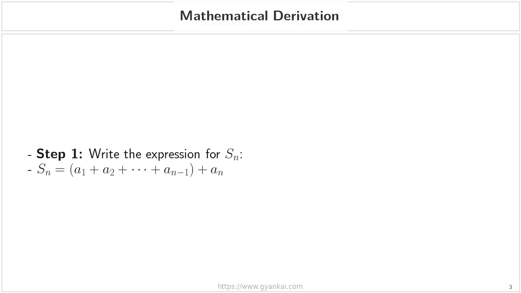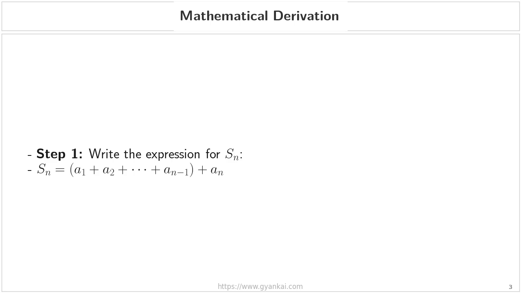Mathematical derivation. Now that we have established the conceptual idea using our piggy bank analogy, let's translate that logic into a formal mathematical derivation. This is where we move from intuition to a concrete formula you can use in your exams. First, let's look at step 1. We start by writing out the full expression for the sum of n terms, which we call S sub n, as we saw on the previous slide.